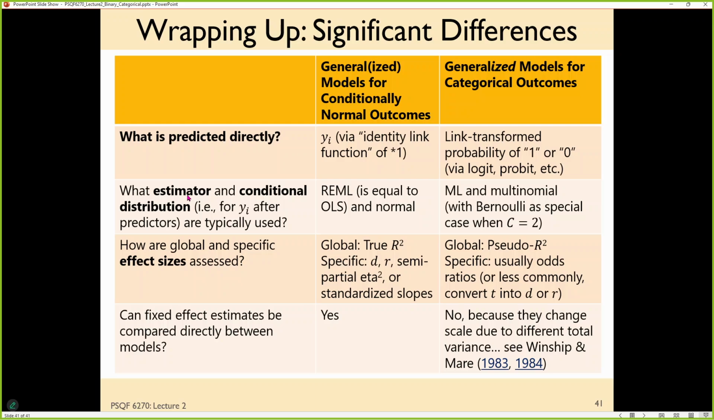What estimator are we using? Ordinary least squares in general linear models, which is also equivalent to residual maximum likelihood, if you've seen that in the longitudinal or cluster data classes, and a normal conditional distribution. Now we're using maximum likelihood, which is a slightly different version. It's iterative and multinomial. Bernoulli is a special case of two.